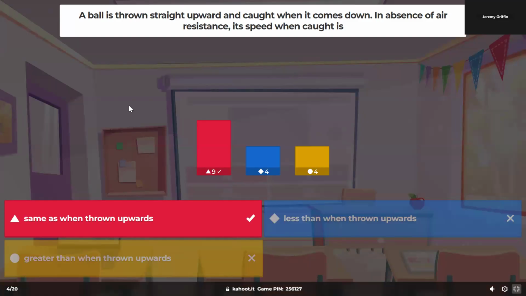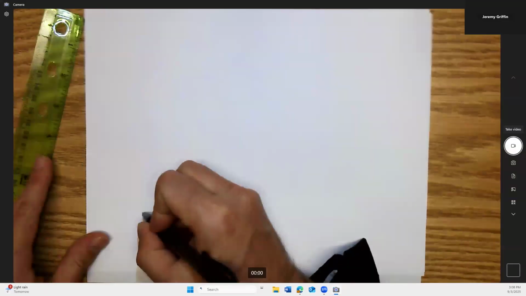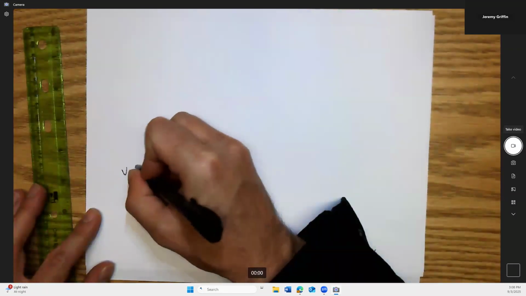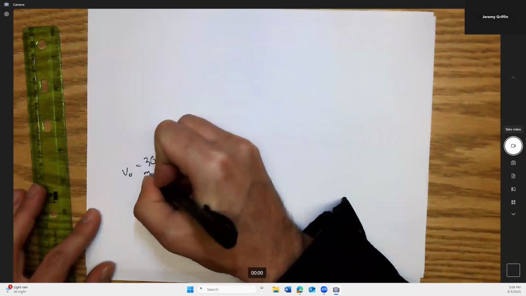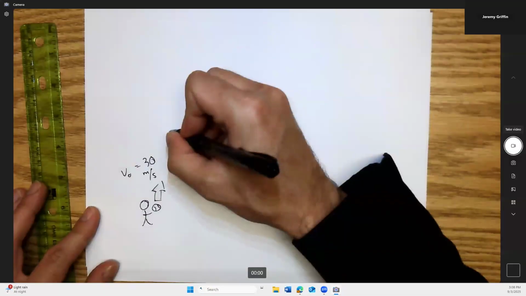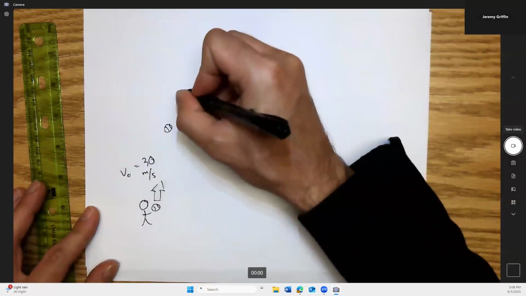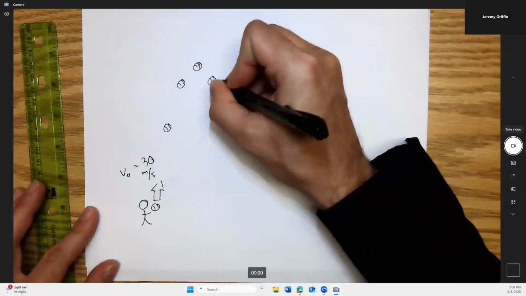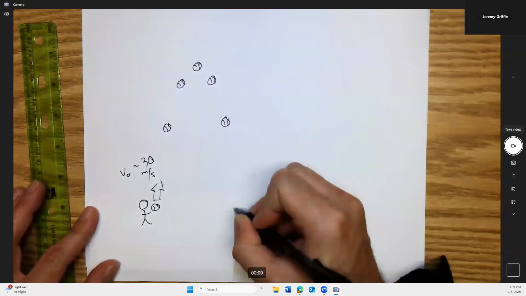Yeah, the same as when it was thrown upward. Here, I'll draw this out for you guys. Take a ball, throw it straight upward. Let's say initial velocity is 30 meters per second. After 1 second it's here, and then 2 seconds, 3 seconds, 4, 5, 6.